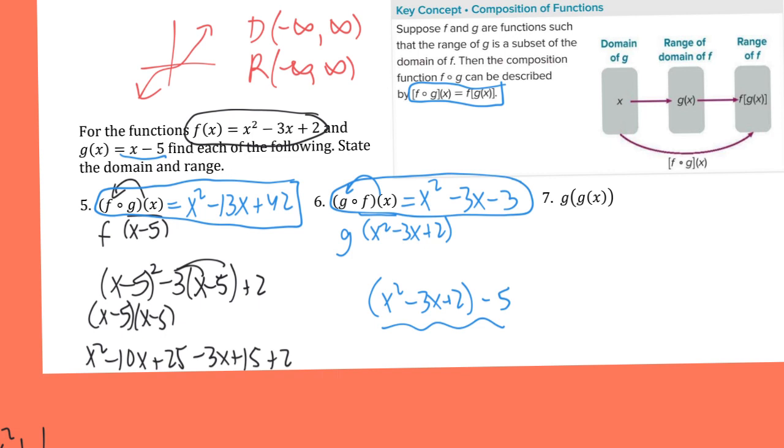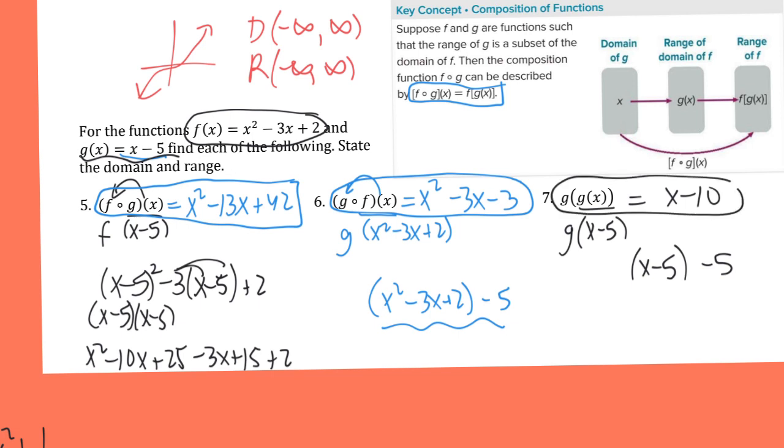The last one is g of g of x. Well, what do you mean by that? We'll take g of x. What's g of x? That's x minus 5. What are you going to do with the x minus 5? You're going to put that in place of x back into g again. Okay, so look at g. And so we're going to take g of x, which is this bottom function, and we're going to plug in x minus 5 in place of x, and then you'll subtract 5 again. So this answer is going to be x minus 10. And that's a line. And so domain and range will be all real numbers because it's an odd powered function.